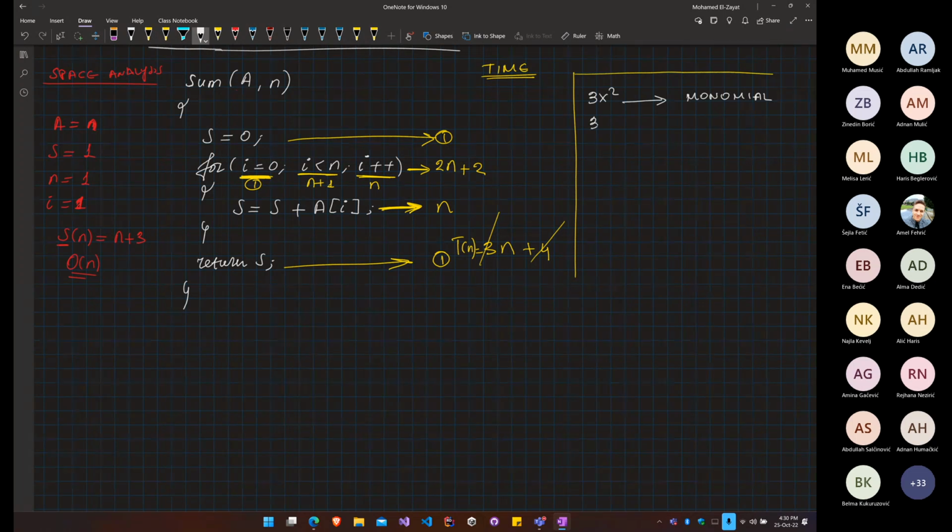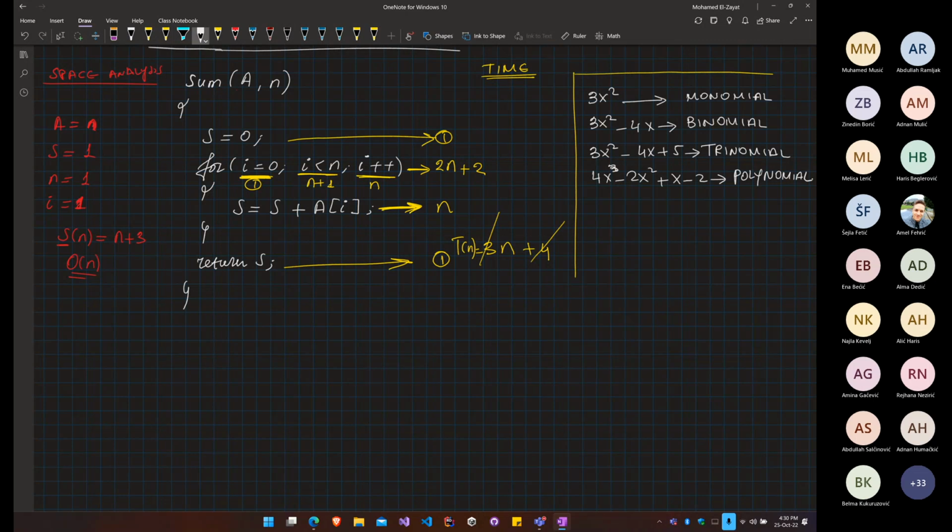3x squared minus 4x. This is called binomial. 3x squared minus 4x plus 5 is going to be called trinomial. And when you have 4x cubed minus 2x squared plus x minus 2, this is going to be polynomial.